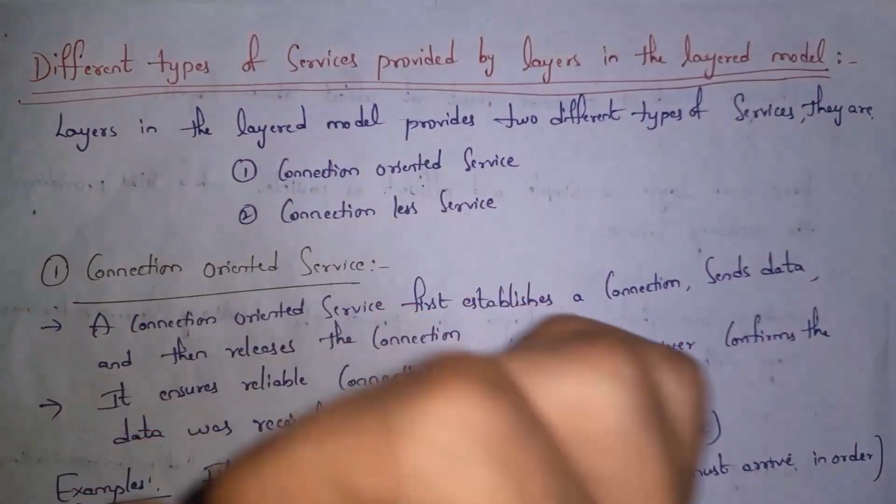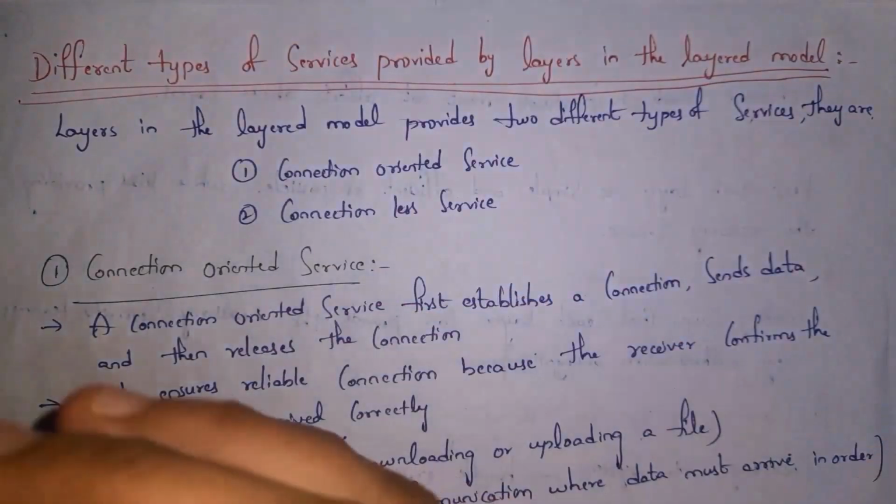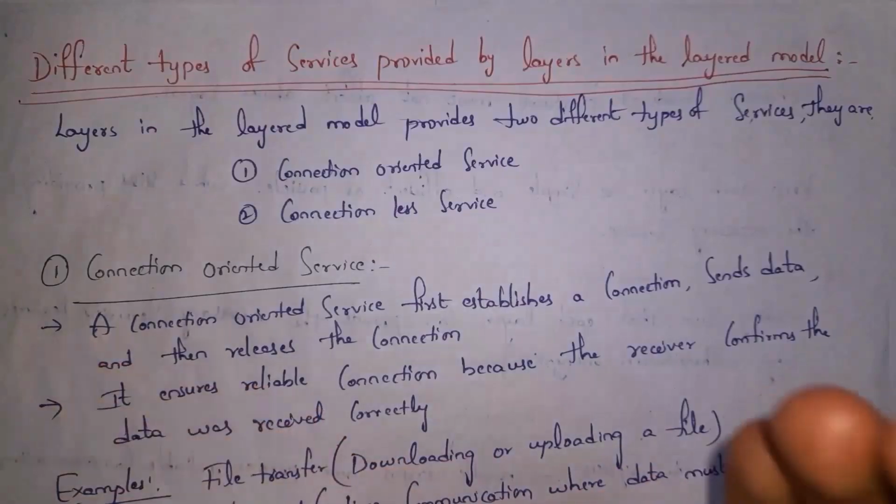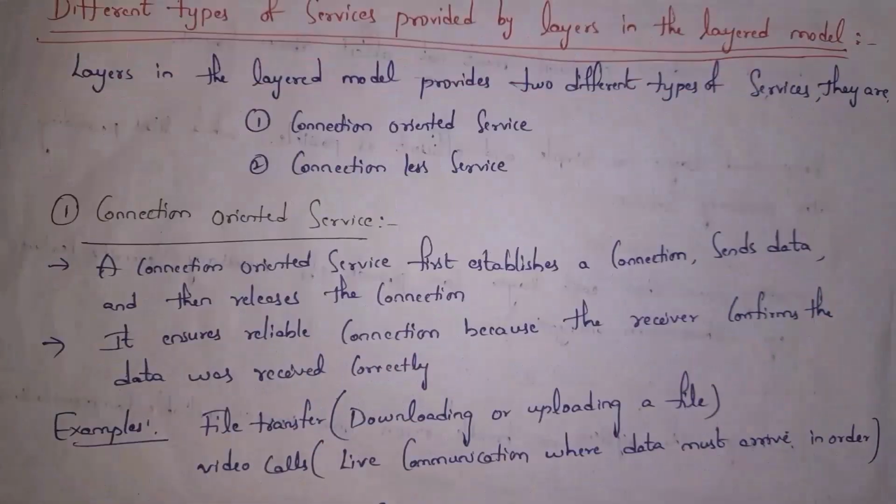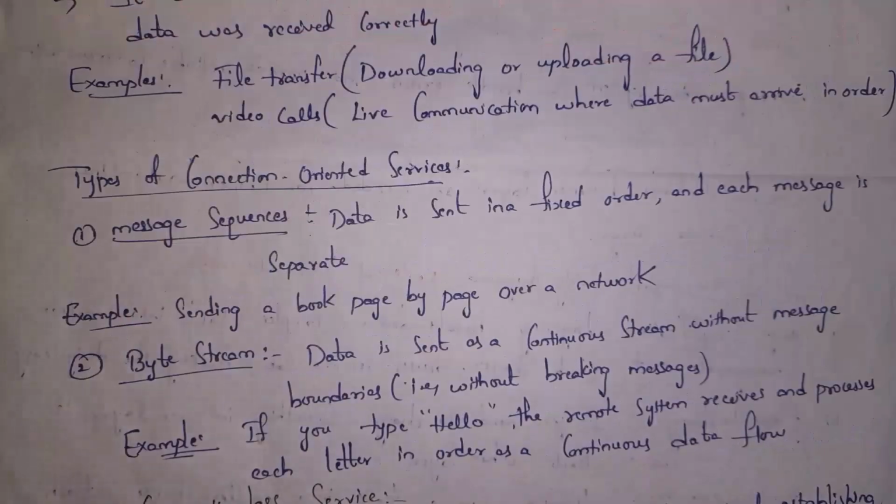And whenever a person sends a message, the other person will give a response to that message, whether the message is received correctly or not. So if you want to transfer files or make video calls, then we need to use connection oriented service. Guys, there are two types of connection oriented services.